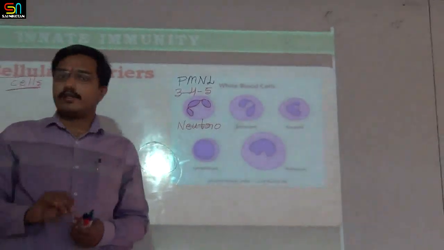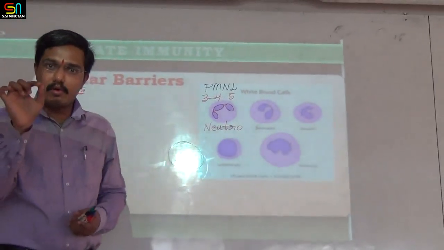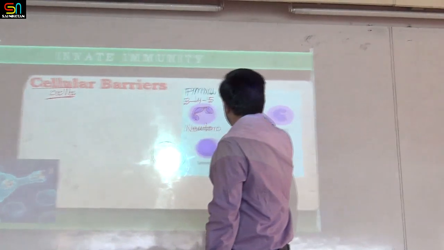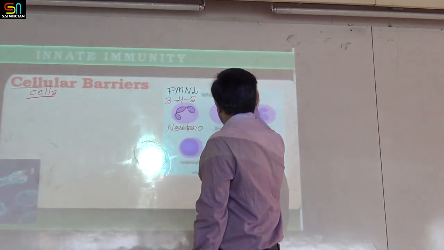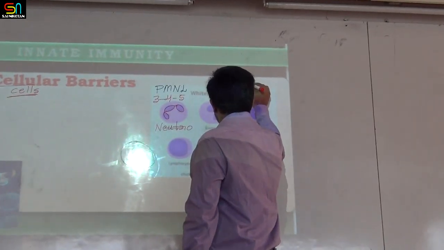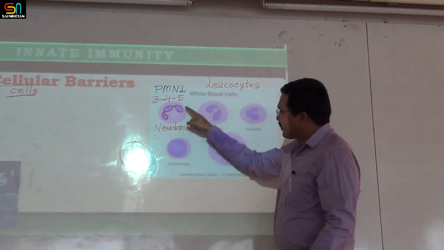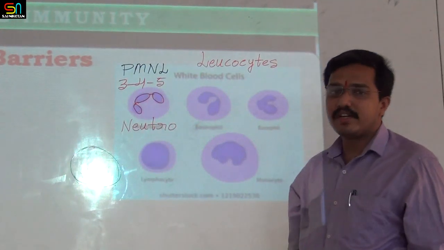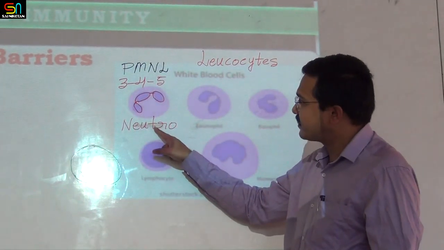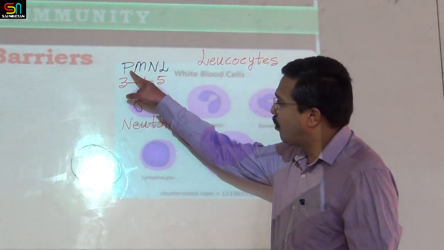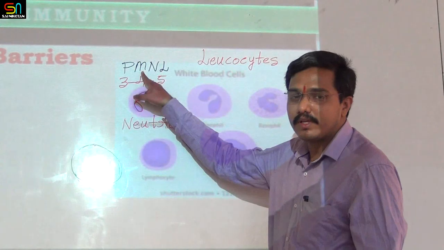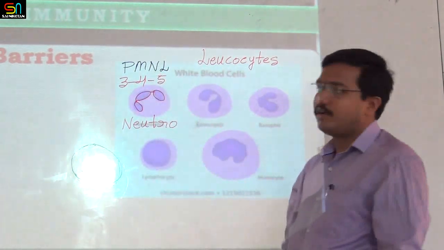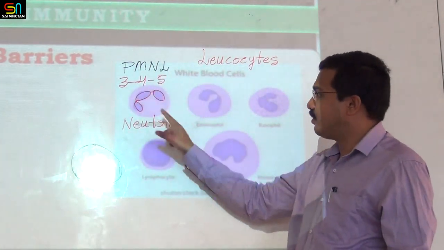That means polymorphonuclear leukocytes. Leukocyte is nothing but WBC. Inside the neutrophil, you can see many shapes of nucleus. That's why neutrophil is considered PMNL: poly, many; morpho, external structure; nuclear, N; leukocytes, L. So the example for PMNL is neutrophil.